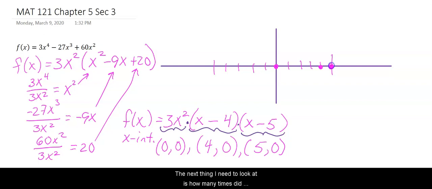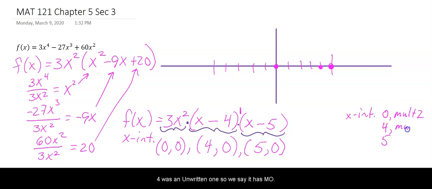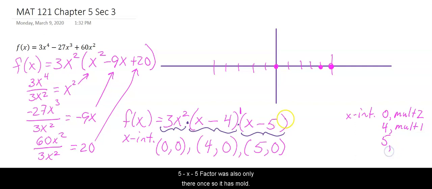The next thing I need to look at is how many times did each one occur. So my x-intercepts, if I list them just by their coordinates, were 0, 4, and 5. The 0 occurred twice because of the power of 2. We call that a multiplicity, meaning it's there 2 times, multiple times. The 4 was only there once because the power on the x minus 4 was an unwritten 1. So we say it has multiplicity 1. The 5, the x minus 5 factor was also only there once, so it has multiplicity of 1.